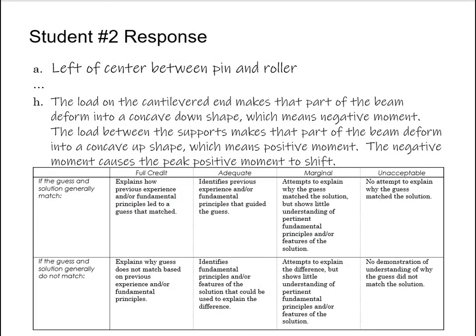Here is another one. This student's guess matches the solution. Again, pause the video to read the student reflection and assess it using the rubric. Once you have made your assessment, continue playing the video to compare with my evaluation. Hit pause now.